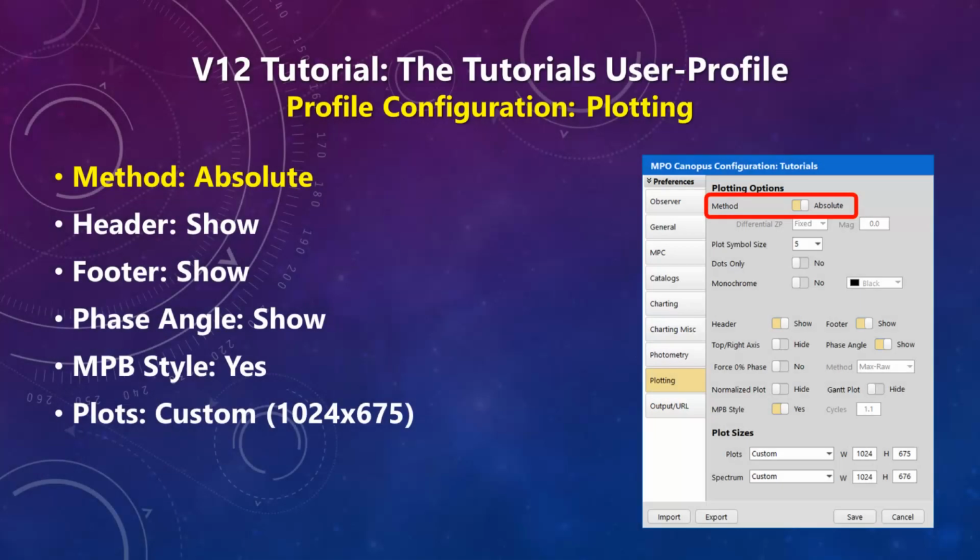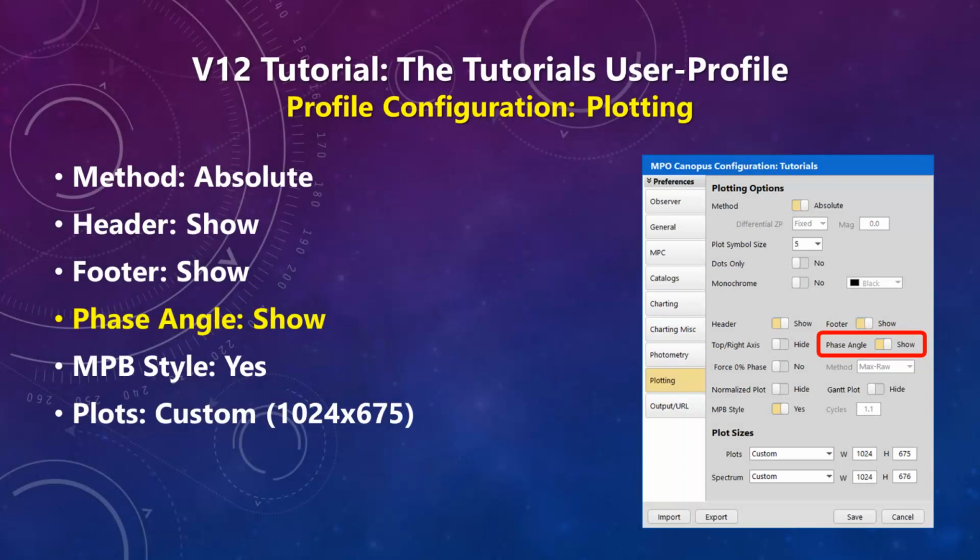The settings on this tab affect the size and appearance of data plots. Set the plotting method to absolute. The y-axis values will be sky or catalog magnitudes and not differentials from a specified 0 point. Set header to show. This shows the session name as the plot header. Set footer to show. This shows the JD 0 point, period, error, and amplitude of the Fourier curve.